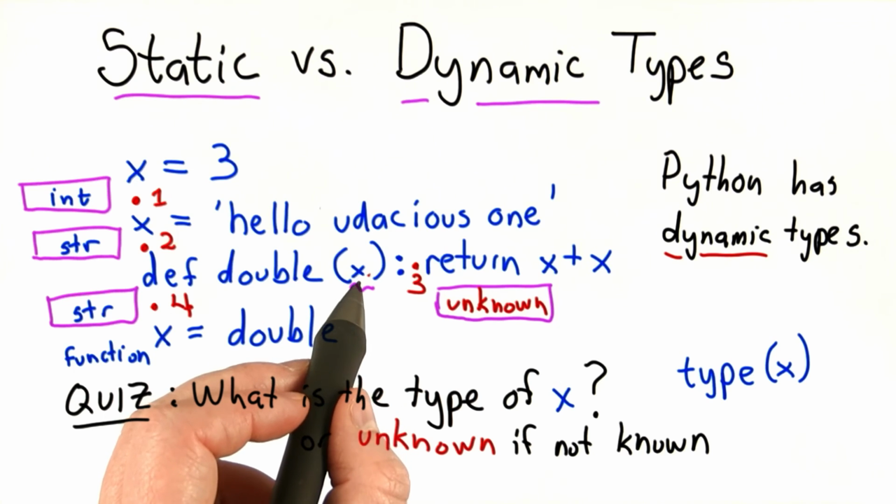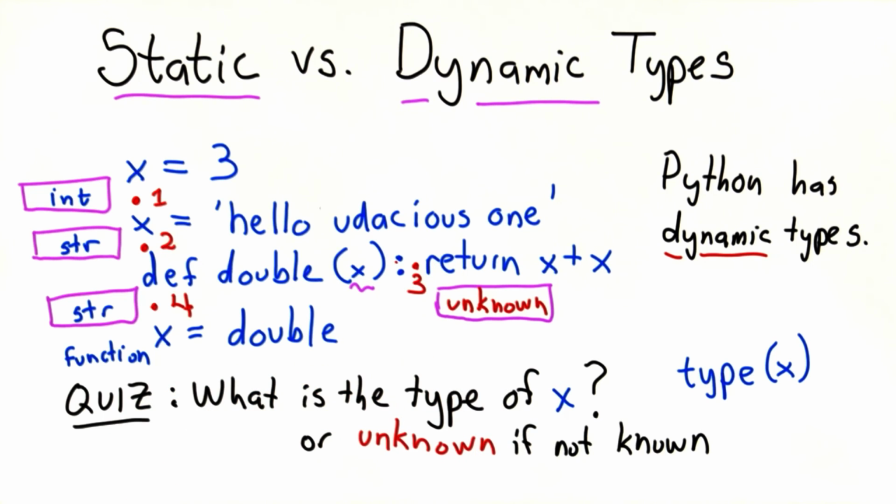We can define a function, have a variable named x. It doesn't have a type until it's associated with an object.